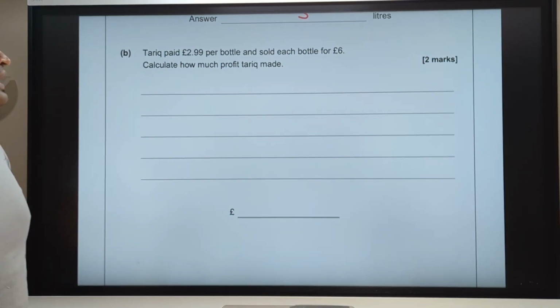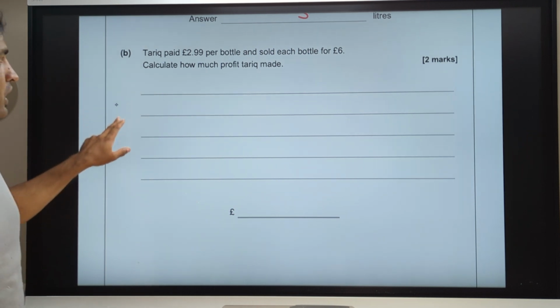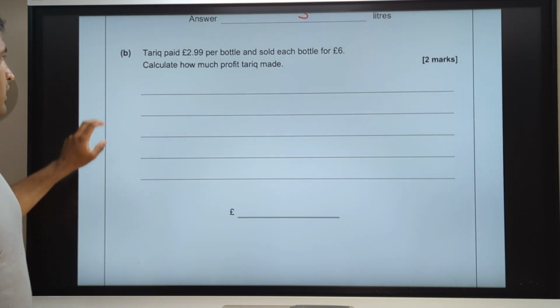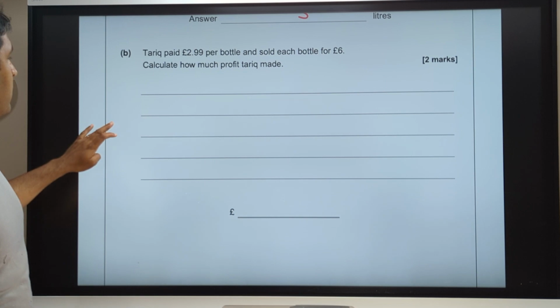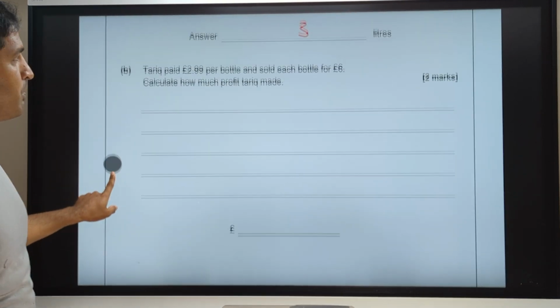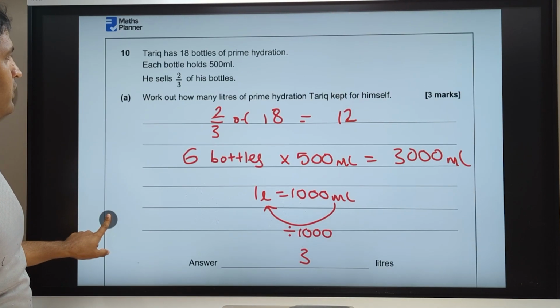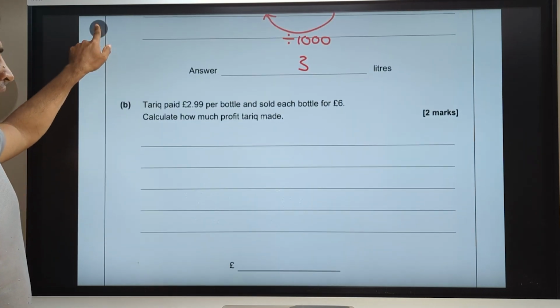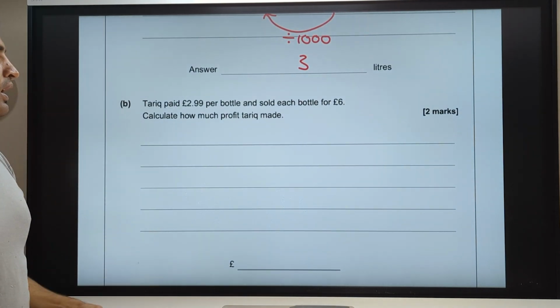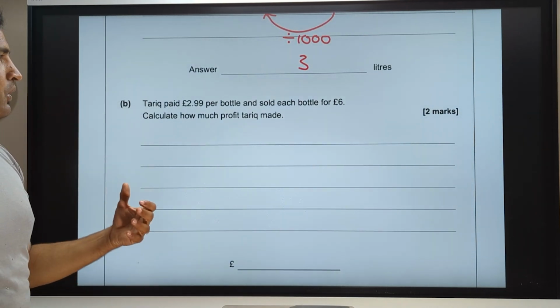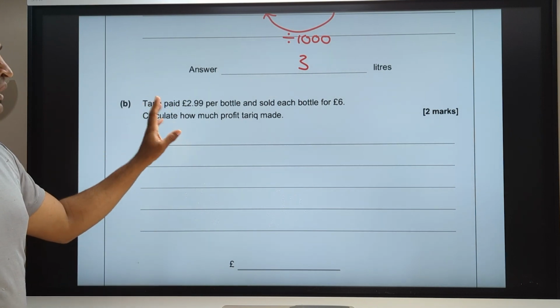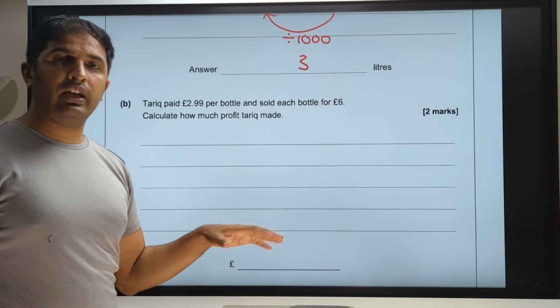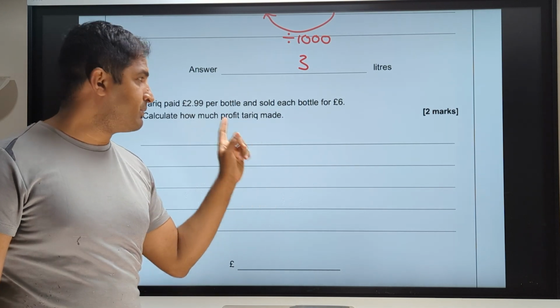Tariq paid $2.99 per bottle and he sold it for 6. Calculate how much profit Tariq made. Okay, now we're considering that he paid $2.99 for all 18 bottles. This is a really poorly worded question, okay? Because are we considering things that he made left for himself or not? That's a really poorly constructed question. Again, I'm not taking any credits and I'm not taking any blames either, okay?